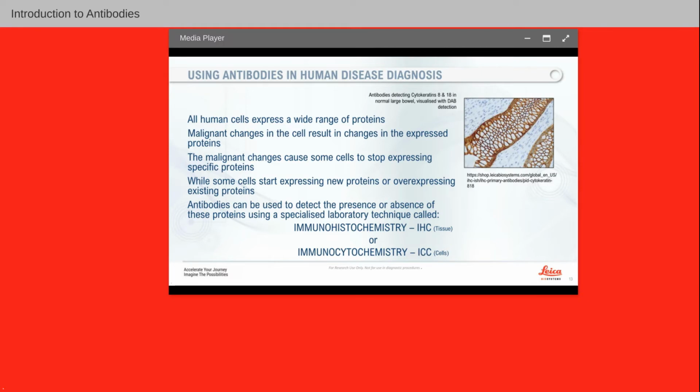So it's these changes in the expressed proteins that are detected using a technique called Immunohistochemistry, which is abbreviated to IHC, or Immunocytochemistry, which is abbreviated to ICC. IHC is when the technique's performed on tissue, on pieces of tissue, and ICC is when it's performed on individual cells, groups of individual cells, but generally people say one or the other to cover both.